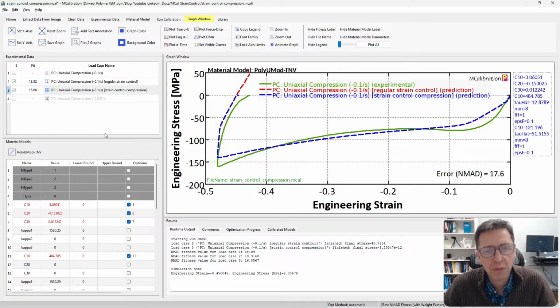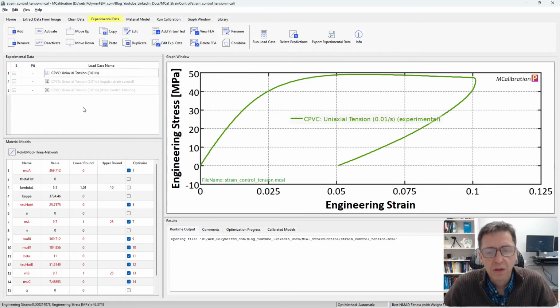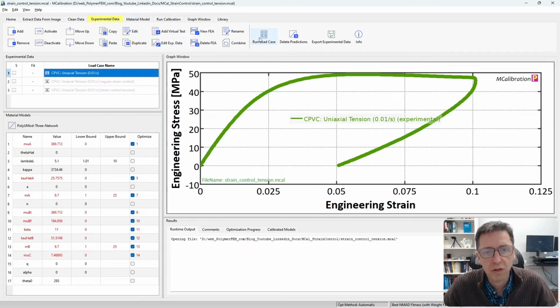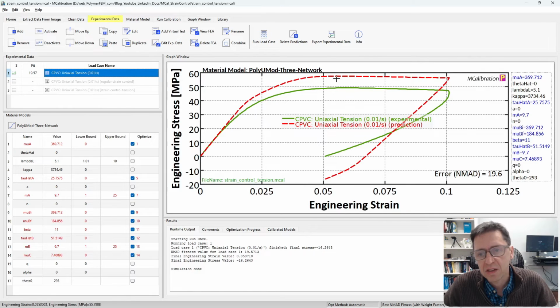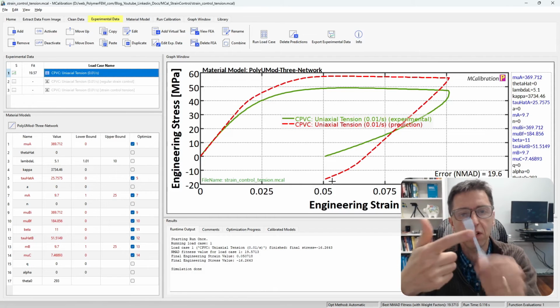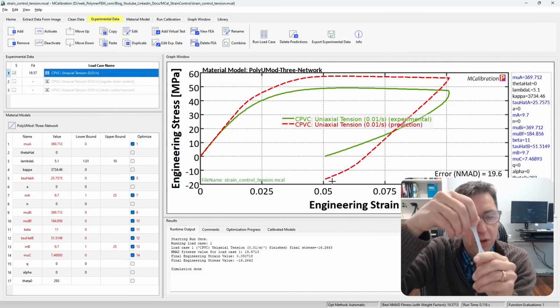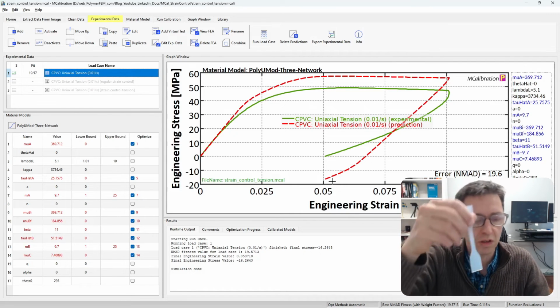And similarly, this can be an issue in tension. So here is an MCalibration window with a tensile stress followed by unloading. I calibrated here a PolyUMod 3 network model to this data. If I simply run this load case, we'll see that in this case, in tension, we get the stress that goes positive, and then during unloading, we get negative. And that can happen in real life with certain specimens. If your specimen is relatively thick, and then you start unloading it, it may buckle, but maybe not. So you can certainly have a compressive stress state in a specimen like that.